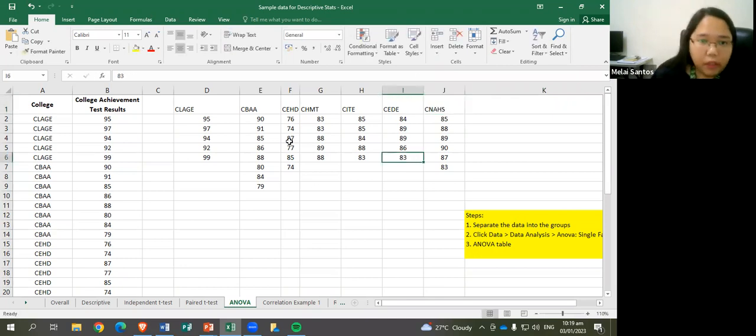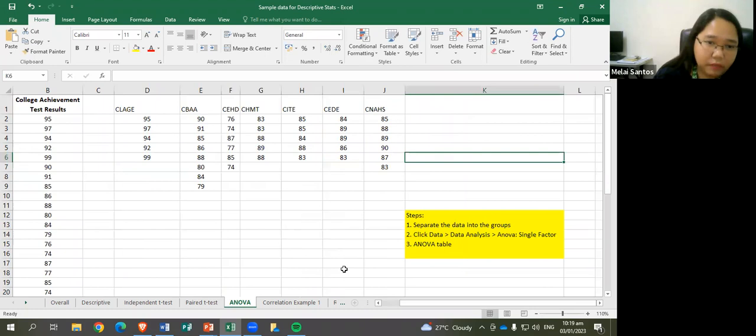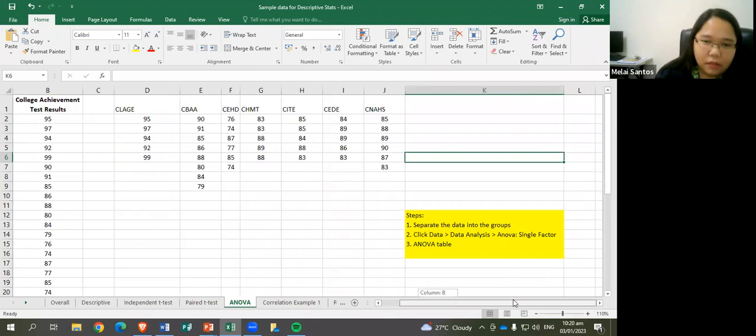Now, what do you need to do? First things first, you have to separate the data into the groups. Since we've already classified them, it's easier. Just get them all. Just put them all together there. Just be careful that you might miss something. Be careful of missing something. Not someone, just something. Okay.